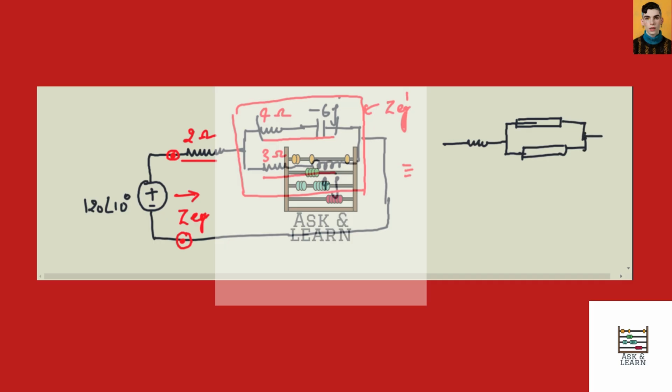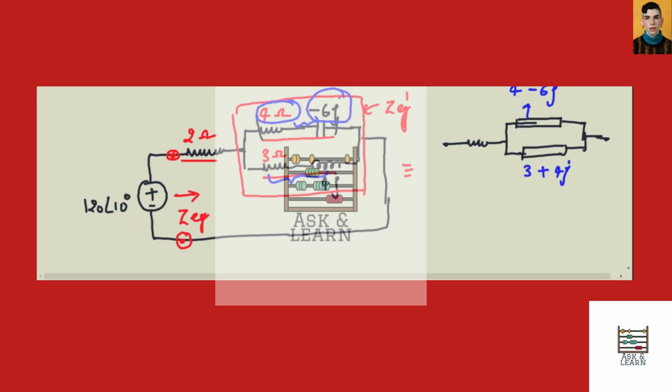As you know, the equivalent impedance of series elements can be found by just adding them. As you can see, this is minus 6j, which is a capacitance, and this is our 4 ohm. Let's suppose this is the equivalent impedance of these two elements. So this will become 4 minus 6j. Similarly, these two elements are also in series, so the equivalent impedance of these two elements will be 3 plus 4j.